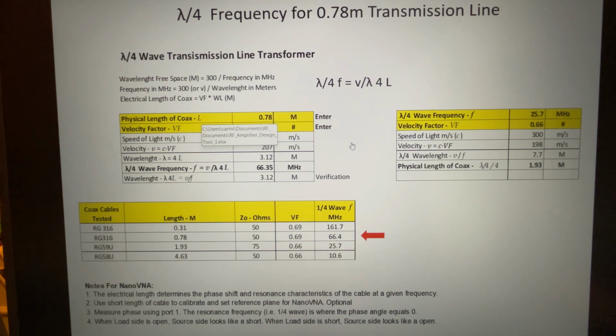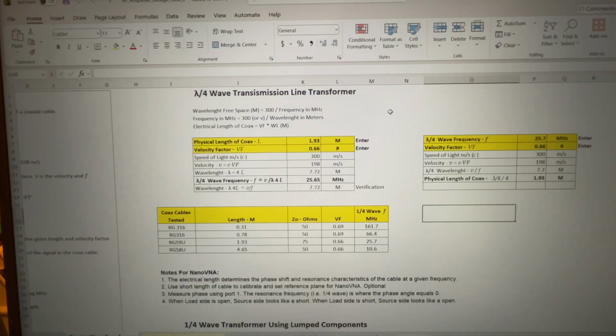So I'm just going to click out of the PowerPoint presentation and go into Excel. I know the print's a bit small, but let's see how we do with this. This allows me to enter in a physical length of coax in millimeters, centimeters, meters, etc., and it will calculate the quarter wave frequency. That's shown here. And then I can also enter in the frequency on the other side here, and it'll show me the length of coax that I need.